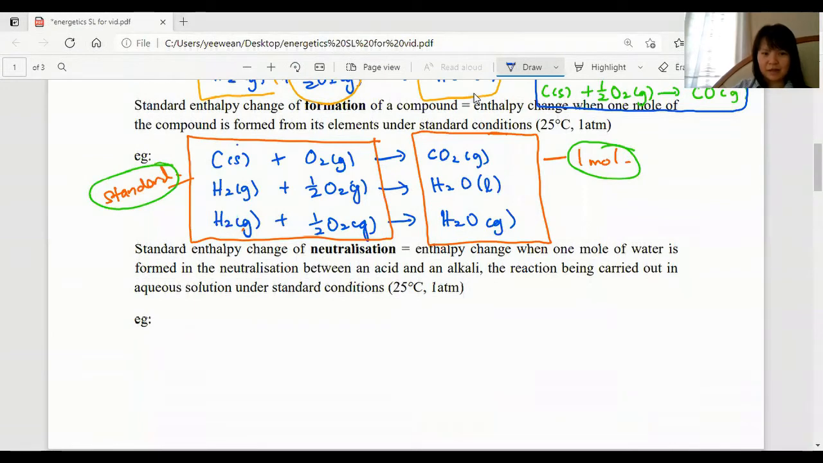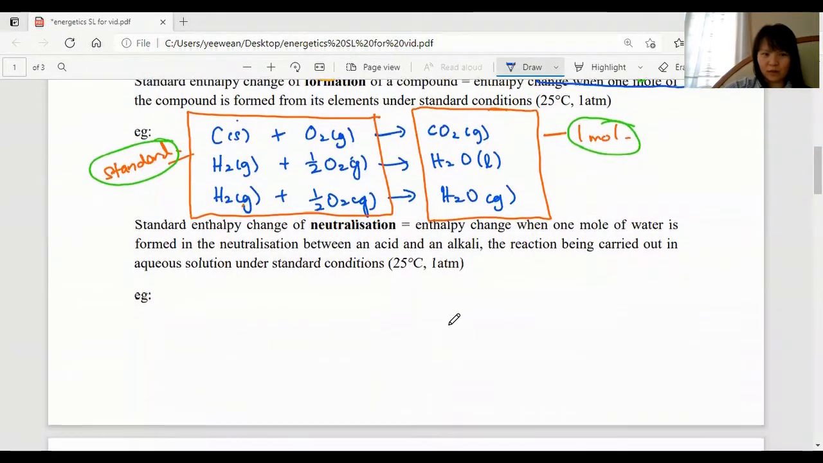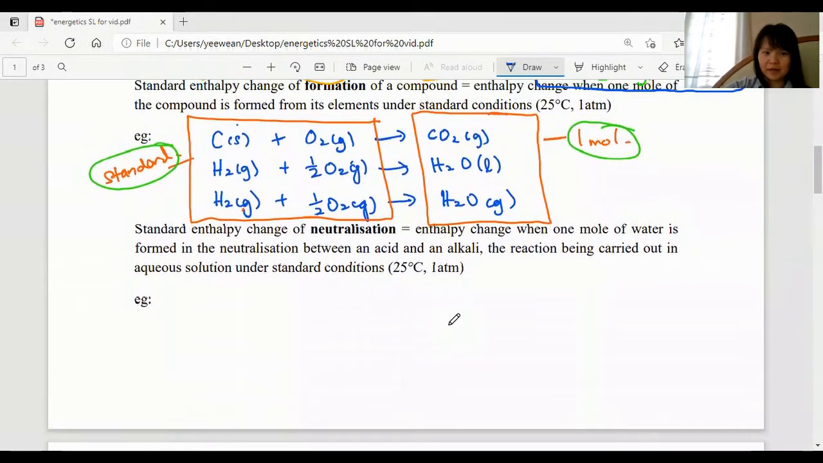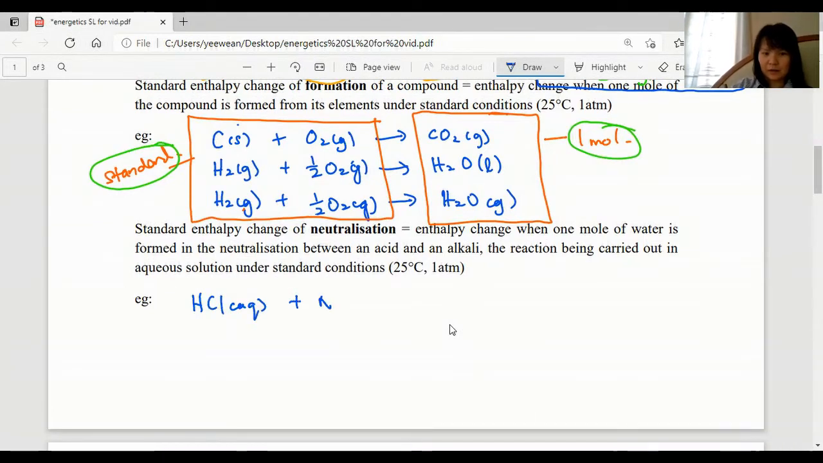Next, standard enthalpy change of neutralisation says that it's the enthalpy change where 1 mole of water is formed in the neutralisation between acid and alkali. And this must be carried out in aqueous solutions under standard conditions. So for example, if I have HCl(aq) and NaOH(aq), I'm going to get NaCl(aq) plus 1 mole of water in liquid. So it has to be 1 mole of water.